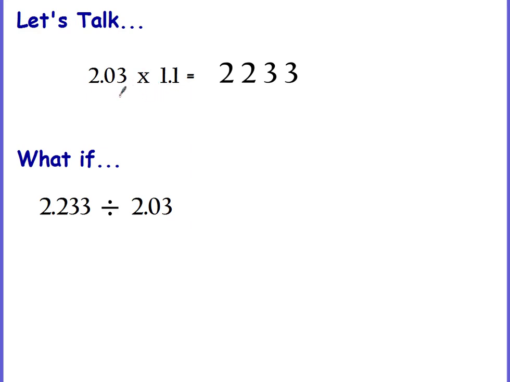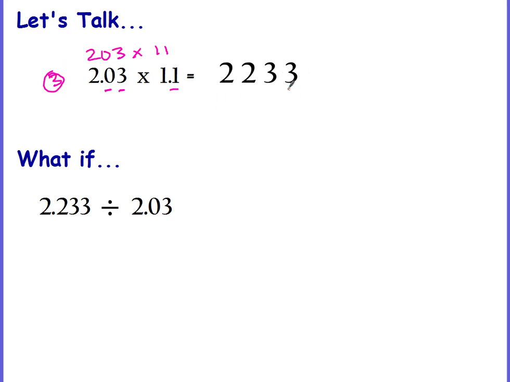We've learned that you can take away the decimal points and multiply the numbers as if they were whole numbers. So for example, we could do 203 times 11, and it would give us 2,233. Then you just go back and place the decimal point by counting how many decimal places there are in each factor. There are 2 in the first factor and 1 in the second factor, so that's a total of 3 decimal places needed in our answer.